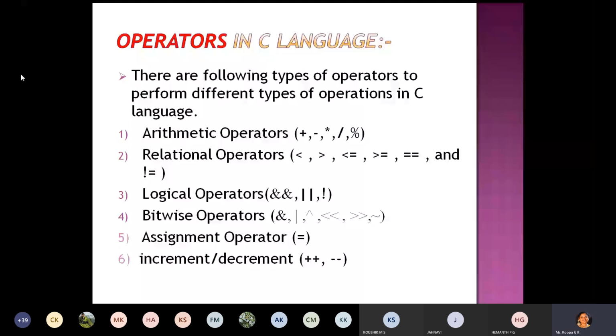Then fifth category is assignment operator, which is used for assigning a value to a variable. Then last one, increment or decrement. Mainly, we are going to use increment or decrement in loops like for loop, etc. Plus plus is for auto increment, minus minus is for auto decrement.